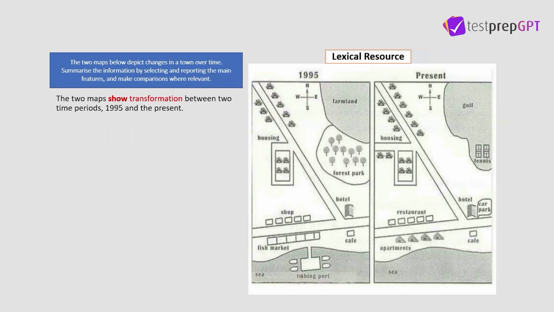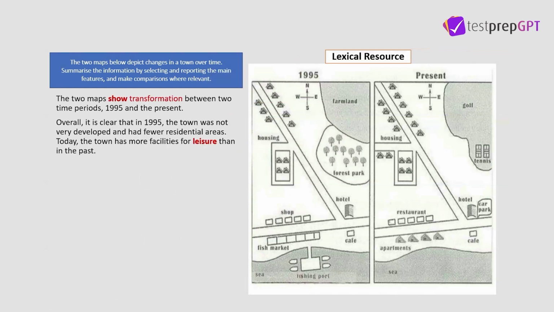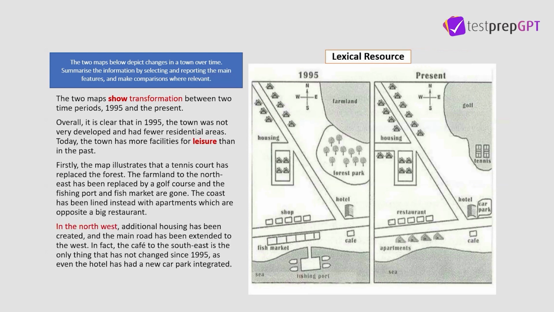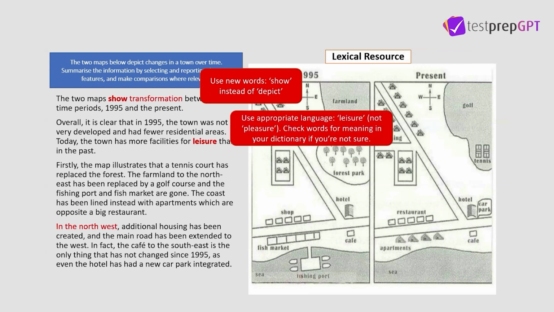Lexical resource. Now we need to be using a range of language. You don't want to repeat yourself, of course. It's okay to repeat sometimes, but not every time. So I've used, for example, the word show instead of depict in the title. Use appropriate language. So, for example, I've used the word leisure rather than pleasure. So today the town has more facilities for leisure than in the past. If you're not sure about the appropriateness of a word, check it in the dictionary.